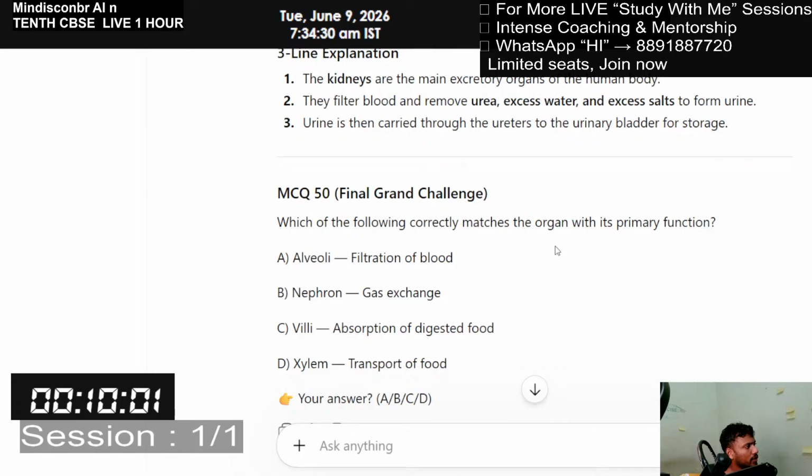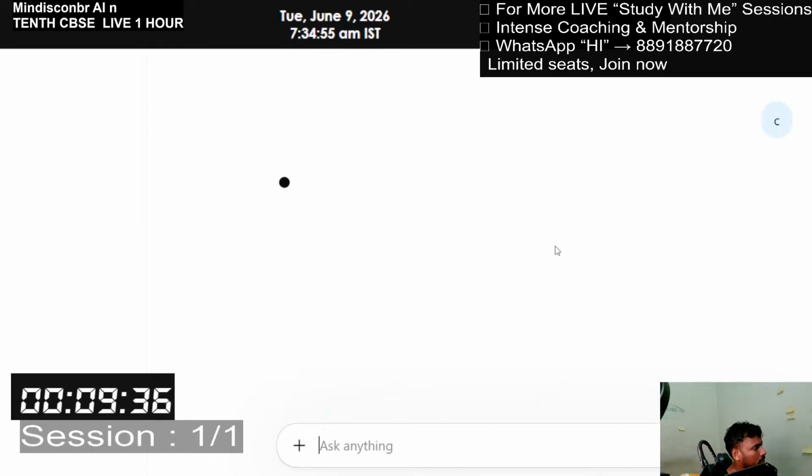Alveolar filtration of blood. Nephron gas exchange. No. Villi absorption of digested food. Yes. Xylem transport of food. No. Villi absorption of digested food.